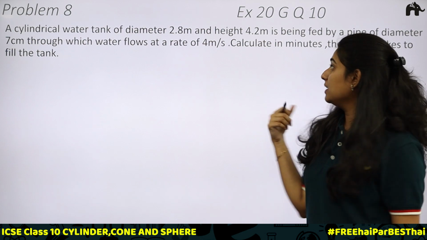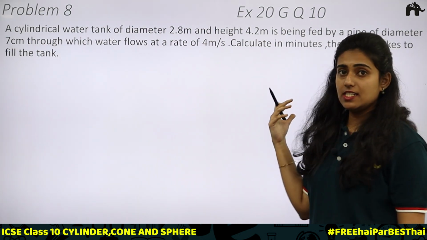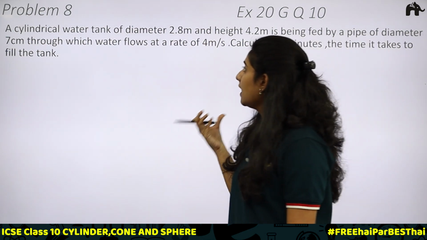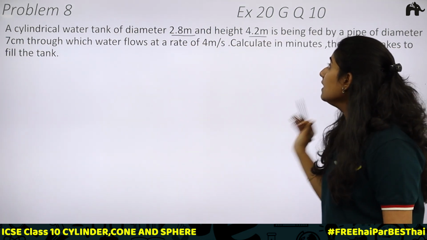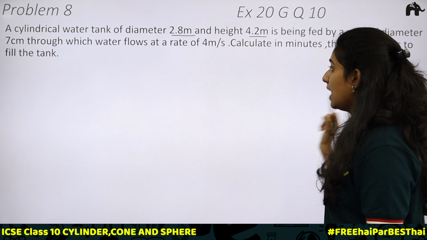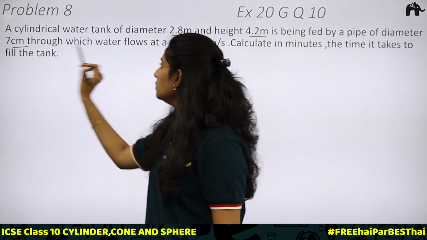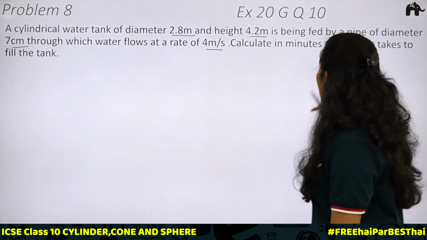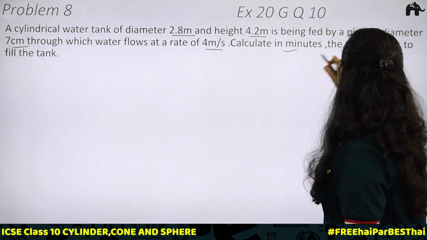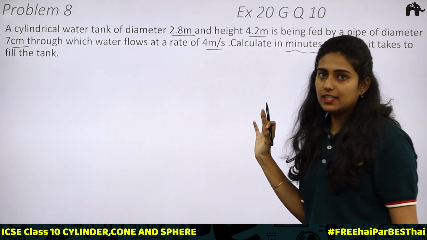Clear? Problem number 8, question 10 of exercise 20G. A cylindrical water tank of diameter 2.8 meter and height 4.2 meter is being fed by a pipe of diameter 7 centimeter through which water flows at a rate of 4 meter per second. Calculate in minutes the time it takes to fill the tank.